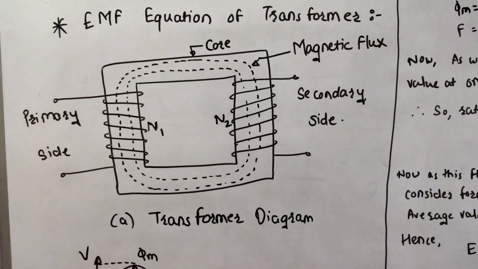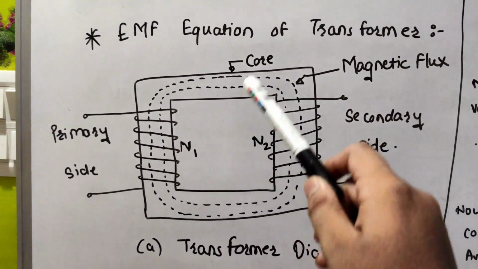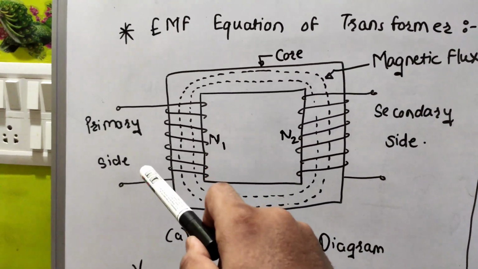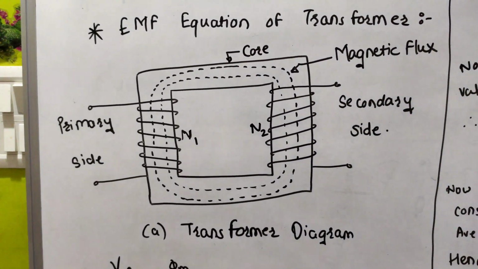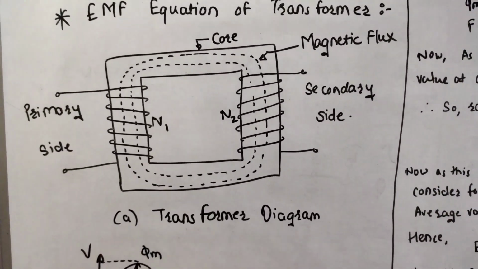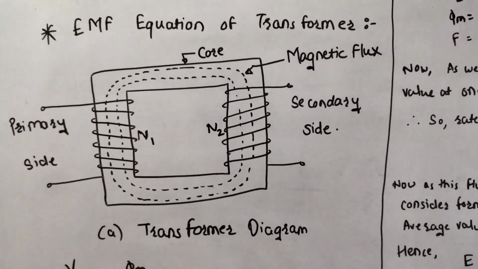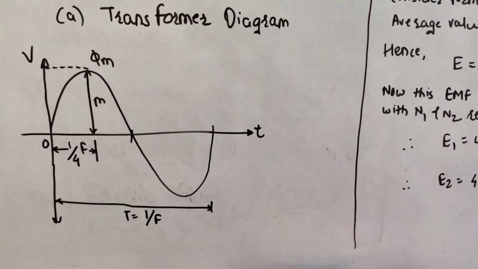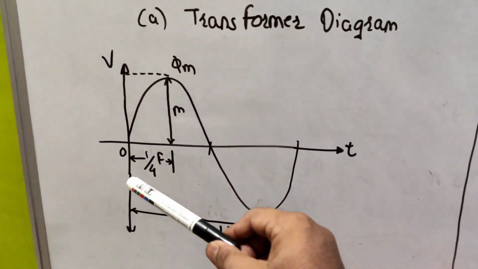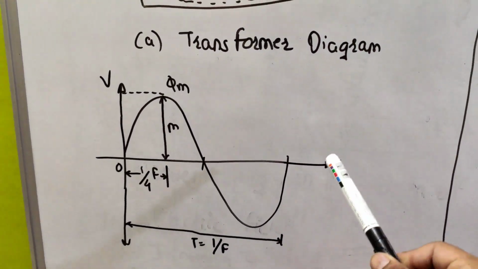their supply frequency. So this is the basic diagram of a transformer, where this is the core, this is the primary winding, this is the secondary winding, this is the magnetic flux which is flowing from primary to secondary. So this is basically the transformer's diagram. Now for the EMF equation, we need to consider the waveform. Now this waveform shows the actual working of the transformer. The transformer starts working from here, which ends here.